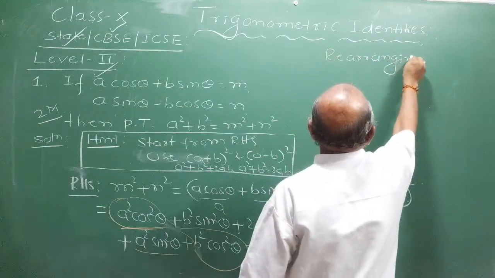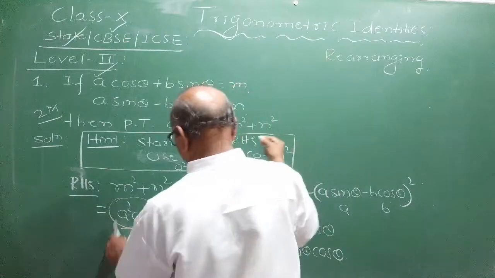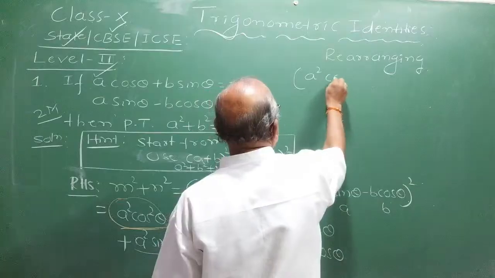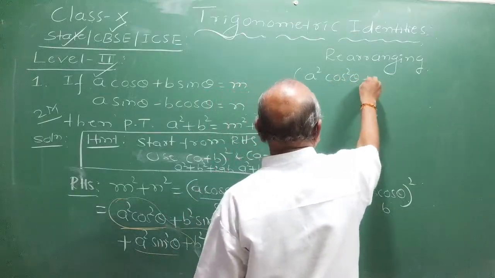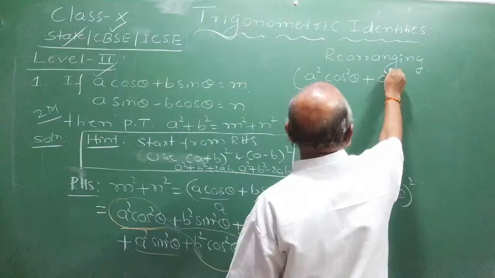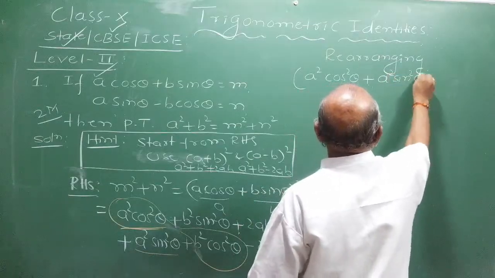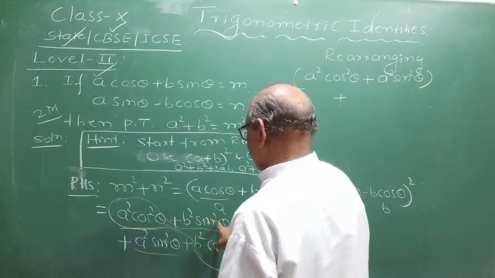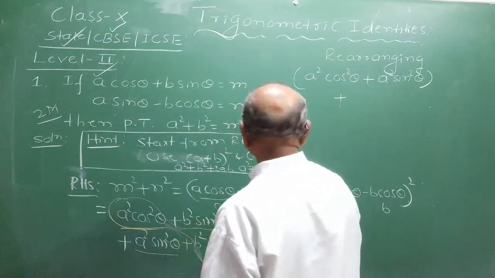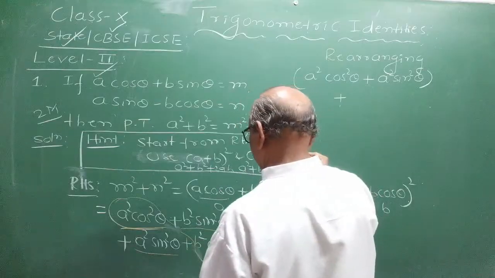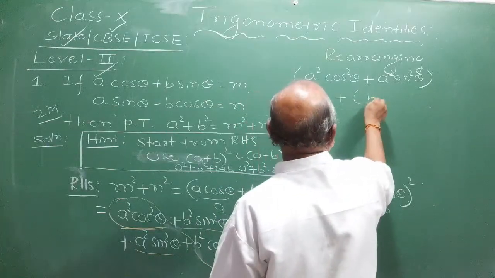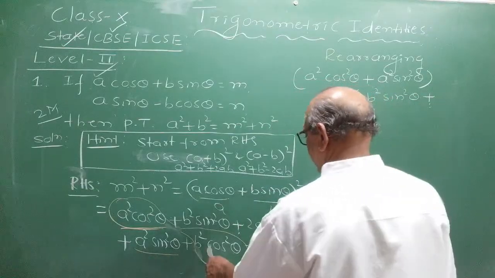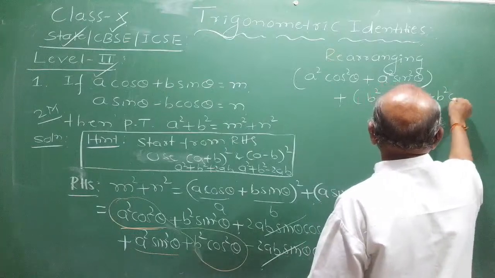Very simple question. Rearranging. You can write these two together. That is, in one bracket I will write A square cos square theta plus A square sin square theta. Plus, you can take B square sin square theta, B square sin square theta plus B square cos square theta. I think you got the point.